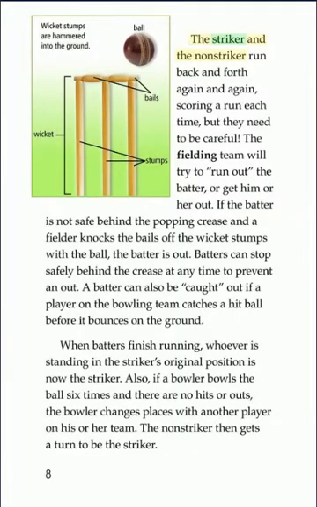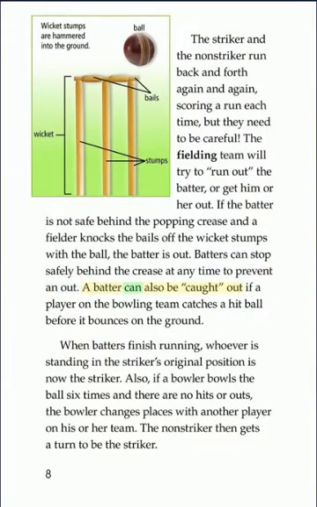The striker and the non-striker run back and forth again and again, scoring a run each time. But they need to be careful. The fielding team will try to run out the batter or get him or her out. If the batter is not safe behind the popping crease and a fielder knocks the bails off the wicket stumps with the ball, the batter is out. Batters can stop safely behind the crease at any time to prevent an out.